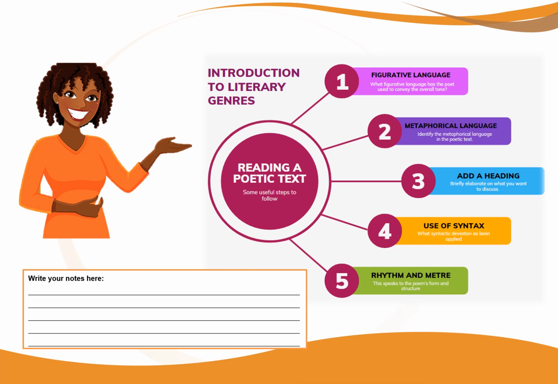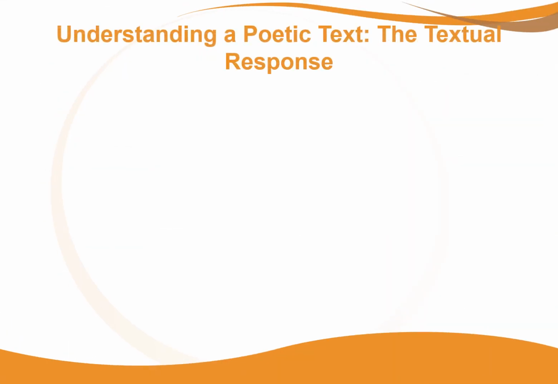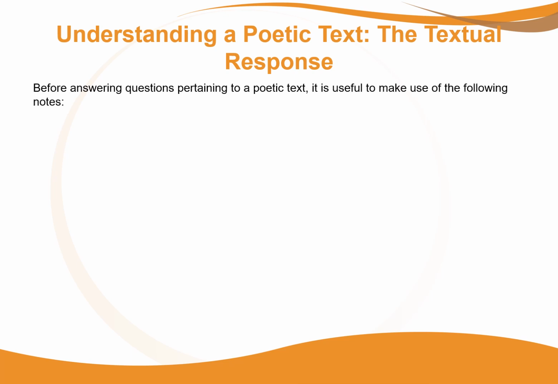So what syntactic deviation has the poet used to convey the intended themes or messages of the poem, and also rhythm and meter. And this again speaks to the poem's form and structure. So when we understand a poetic text in terms of a textual response to poetry, it is important to make use of the following notes.